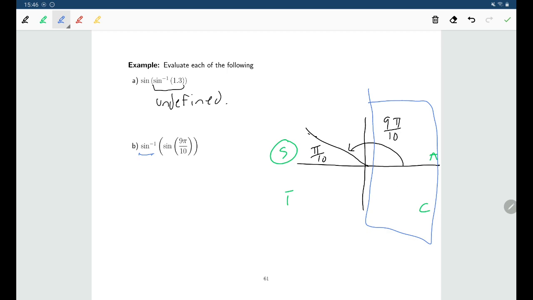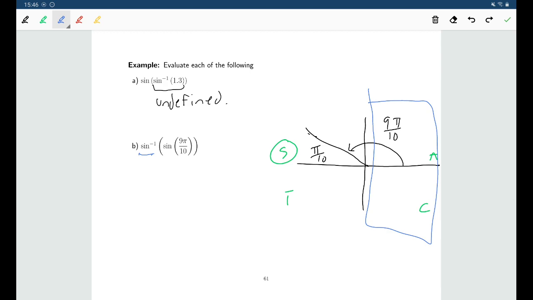Now, this is the reason why I mentioned here whether sine was positive or negative. I know that I'm not going to be getting an angle in quadrant 4 because that would be an angle that would give sine a negative value. And I know sine of 9/10 pi should be a positive value.